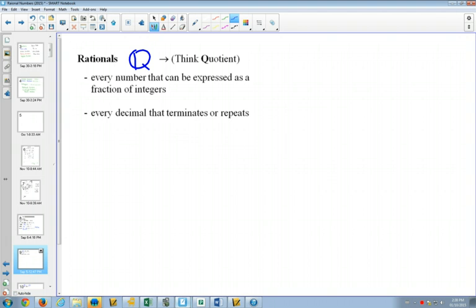A decimal that terminates, what I mean by that is a decimal that ends, that doesn't keep on going forever. Something that repeats, we could write as a line over top of the 3 or a dot over top of the 3. Have you seen that before? To say that that 3 keeps on going forever, that is still a rational number.